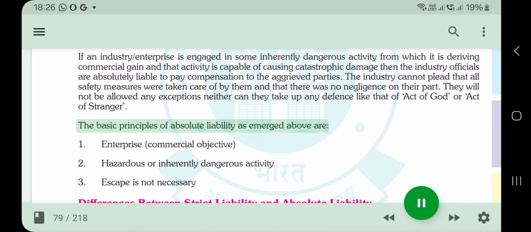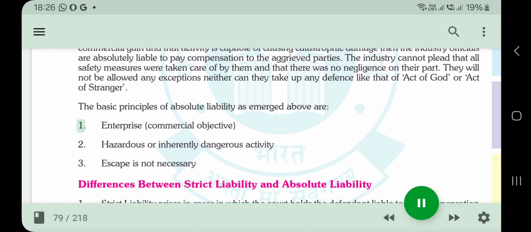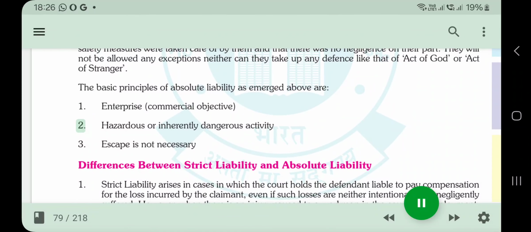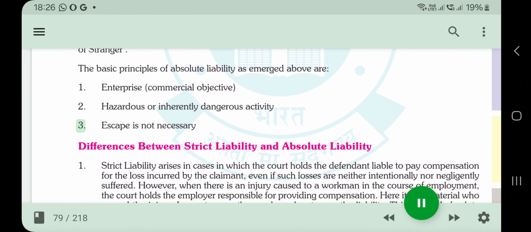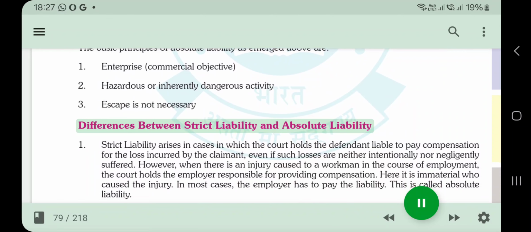The basic principles of absolute liability as emerged above are: 1. Enterprise, commercial objective. 2. Hazardous or inherently dangerous activity. 3. Escape is not necessary. Differences between strict liability and absolute liability.